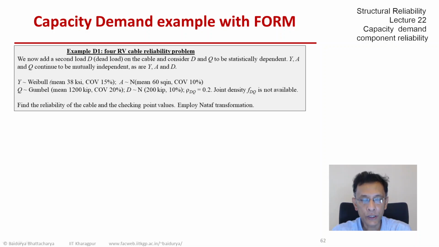We have been given partial information, which is actually quite typical: in addition to knowing the marginal distributions, we know the correlation coefficient. The joint density is not available. So we just are not able to employ, for example, the Rosenblatt transformation, which would be possible if we knew the complete dependence structure. But we have knowledge of the correlation coefficient rho between D and Q. So obviously, if we have to take that into account, one of the clear options is the Nataf transformation, which is what has been recommended in this problem statement. So let us tackle this.